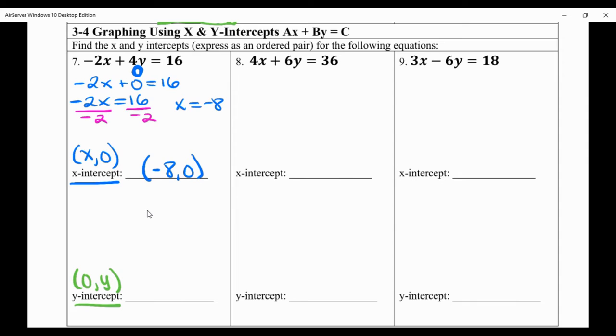For the y-intercept, we're going to substitute x equals 0. And solve for y. So now we want to divide both sides by 4. And we get y equals 4. So that would be the ordered pair 0, 4.